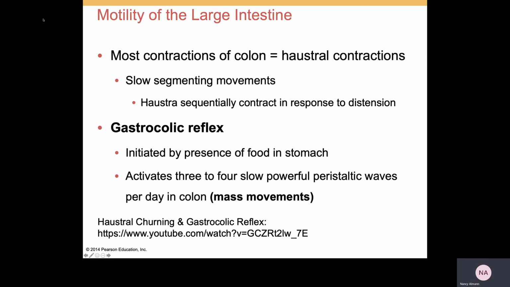The motility of the large intestine is going to be through what are known as haustral contractions, which are these slow segmenting movements. And the haustra will sequentially contract in response to distension as they fill. There is a gastrocolic reflex, which is going to be triggered by the presence of food all the way back up in the stomach. And that will activate these very slow, powerful peristaltic waves, which are known as mass movements, in order to move the fecal matter along your colon.